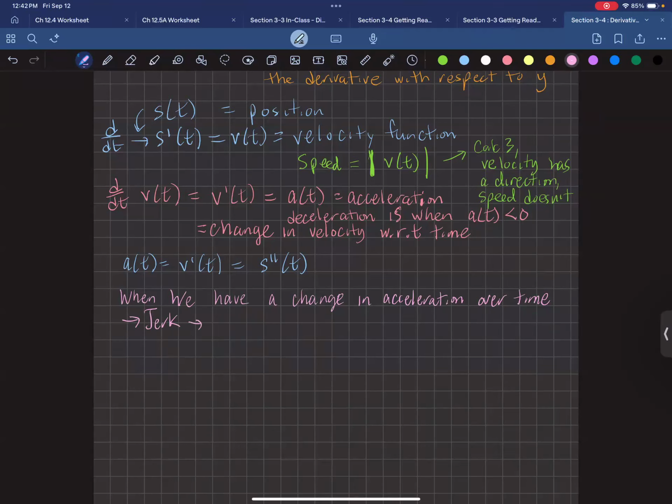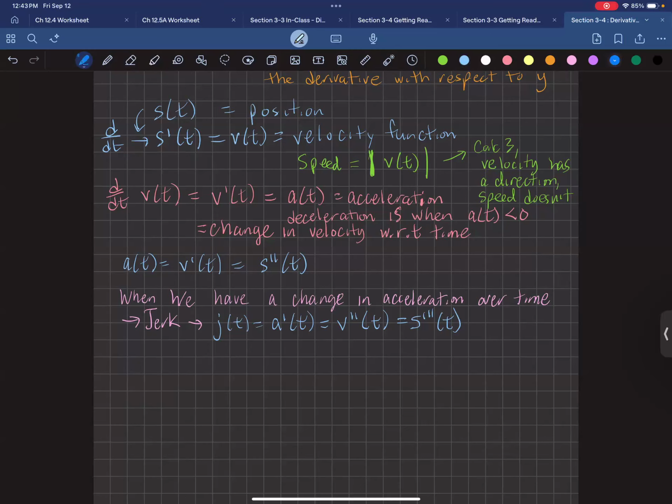Oftentimes jerk goes by J of t. J of t is the derivative of acceleration, which is the second derivative of velocity, which is the third derivative of position. I don't think there's anything in the textbook with jerk on it at this point. This is just a bonus.